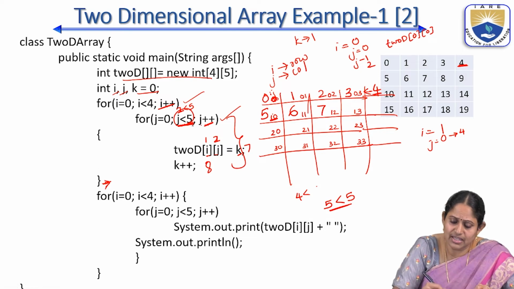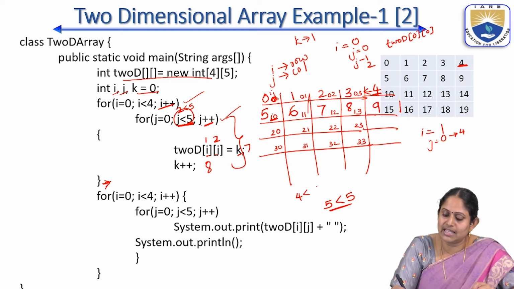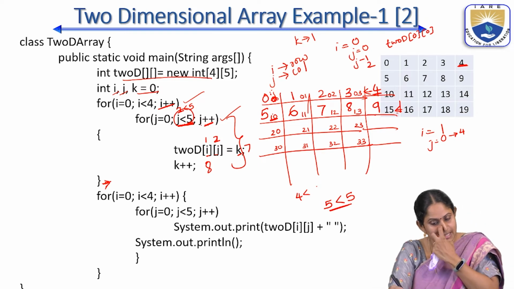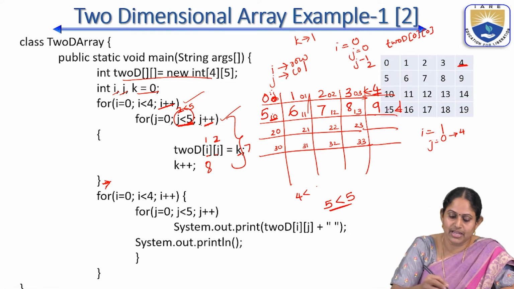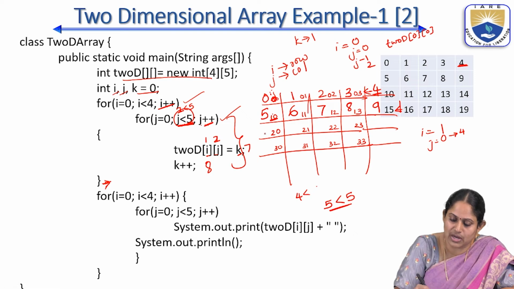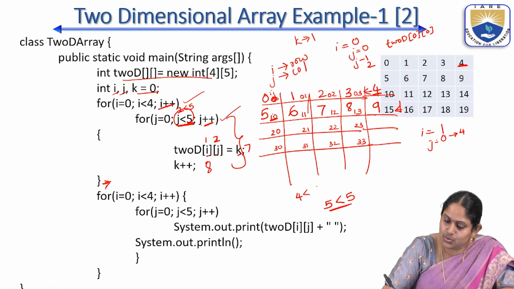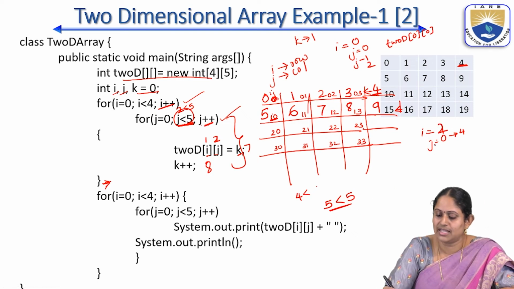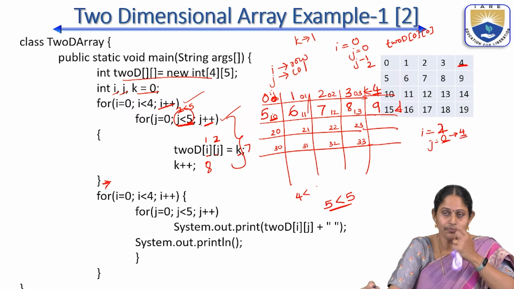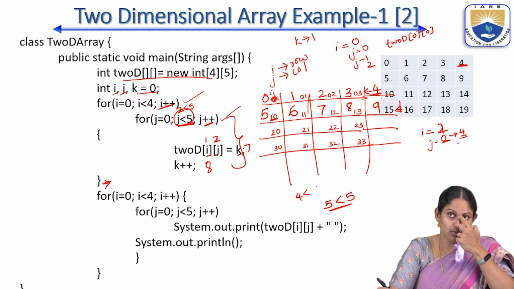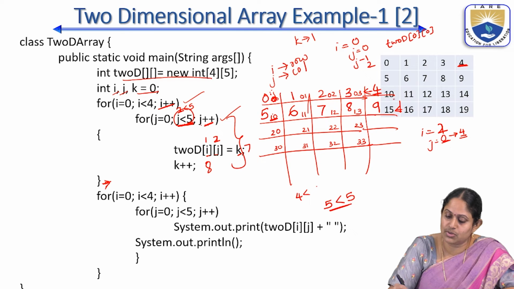Likewise, until j becomes 5, 8 and 9 will be stored. Now again, at this point, j becomes 5, that statement fails. So again i will be incremented. So i becomes 2 now, and then again j will start from 0 to 4. It will go from 0 to 4, and all the elements will be stored inside.